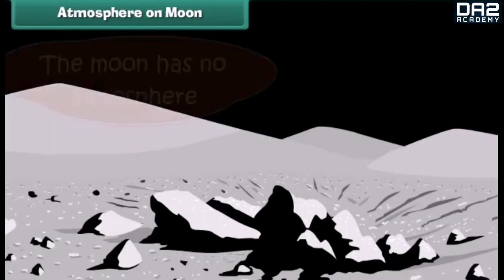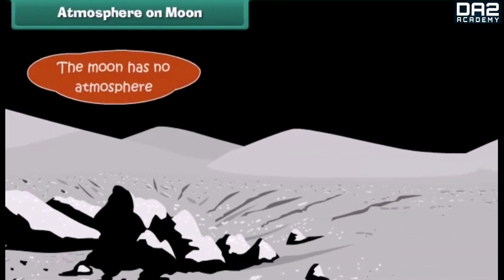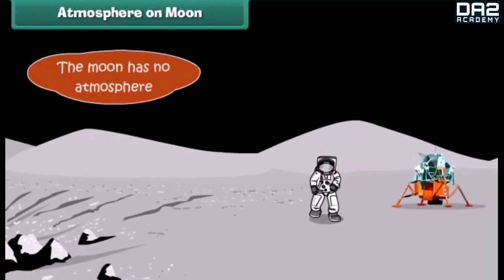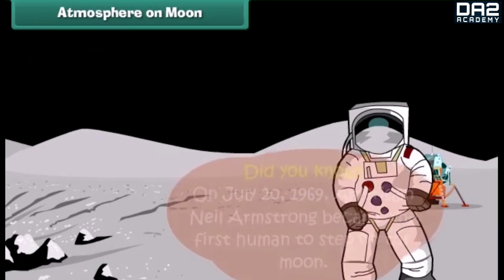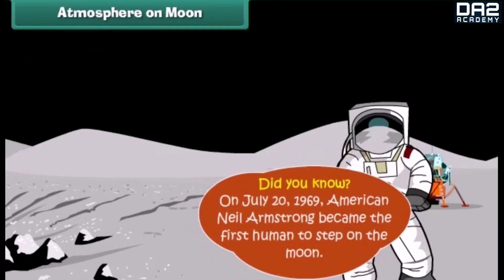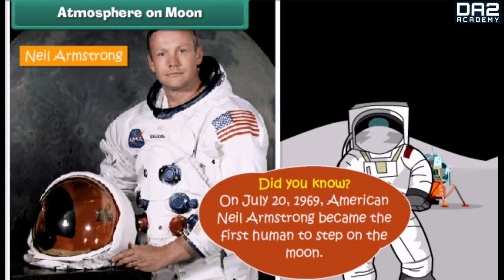Unlike Earth, the Moon has no atmosphere, due to which the sky always appears dark, even on the bright side. Also, there can be no sound transmission on the Moon, since sound waves travel through air, and the Moon has no air. Did you know? On July 20, 1969, American Neil Armstrong became the first human to step on the Moon.